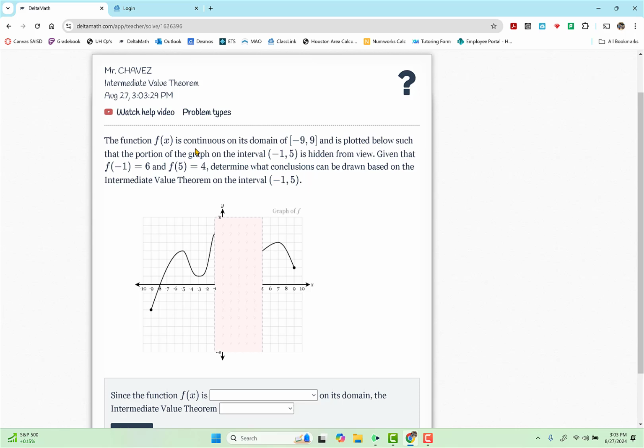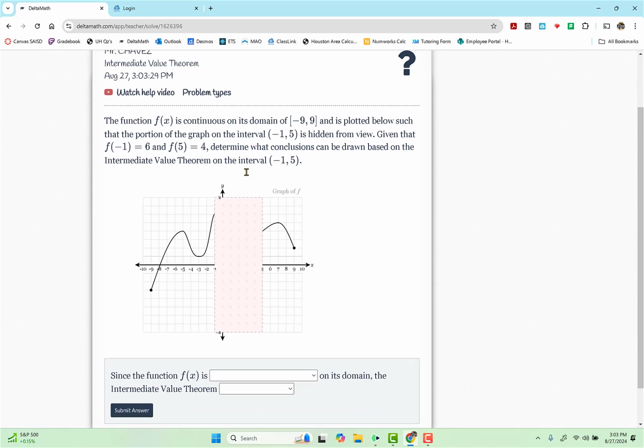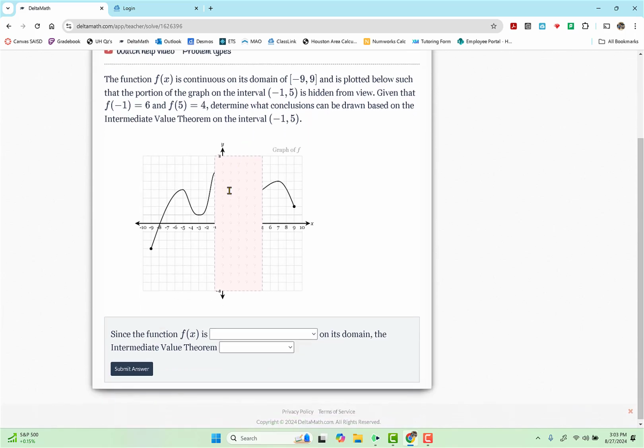The function f of x is continuous. Now they tell you that you're continuous. They're telling you continuous between negative 9 and 9 and is plotted below such that the portion of the graph on the interval negative 1 to 5 is hidden from view. Given that f of negative 1 is 6 and f of 5 is 4, determine what conclusions can be drawn based on the intermediate value theorem. Okay, guys, they're already telling you that you're continuous.